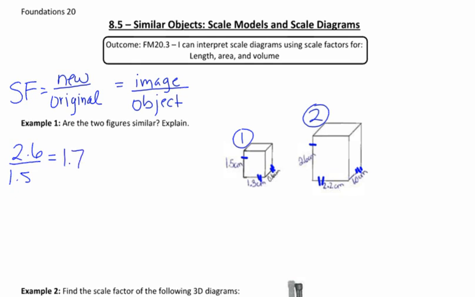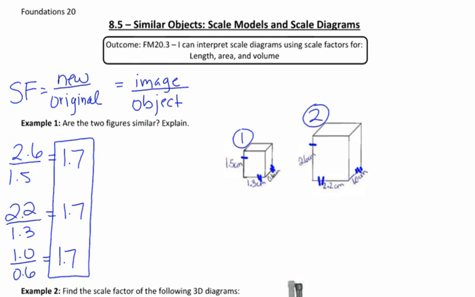The next two sides, 2.2 over 1.3, divide those two, and I get 1.69, which is 1.7. And 1 over 0.6 divided is 1.7. So because they all had the same scale factor multiplied to the original to get our second object, and the scale factor is greater than 1, which tells me that my second object was enlarged, which it was, then I know that yes, these shapes are similar because each dimension has the same scale factor.